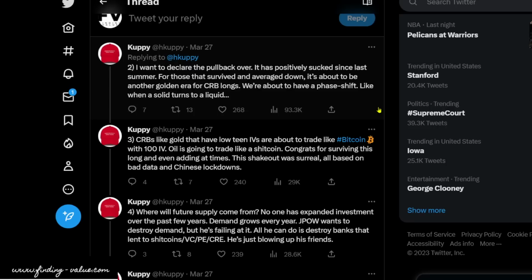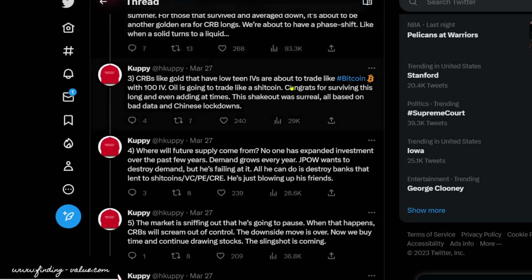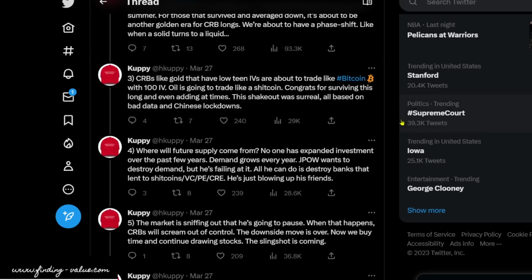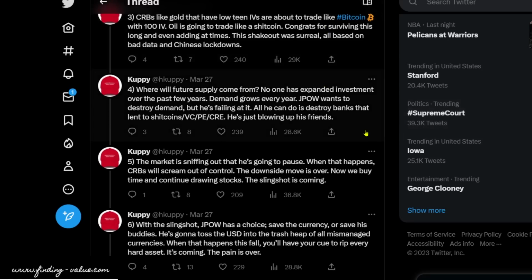We're about to have a phase shift, like when a solid turns to a liquid. CRBs, commodities like gold, that have low teen fives, about to trade like Bitcoin with 100 IV. I think that's the volatility and how big we could move up. Oil's going to trade like a crap coin. Congrats for surviving this long and even adding at times. This shakeout was surreal, all based on bad data and Chinese lockdowns. Where will future supply come from?